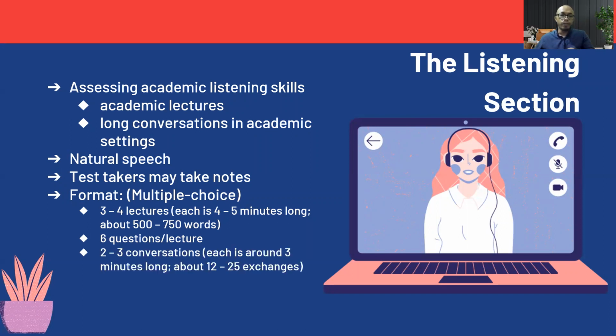And then for the conversations, for the short format, you'll get 2, lasting around 3 minutes with around 12 to 25 exchanges. Exchanges means the turns that the speakers take during the conversation. And from each, you will get 5 questions. In the longer format, you will get 3 conversations. So that's about the format of the listening section. Oh, don't forget, for the shorter format, it will take around 41 minutes, and the longer format will be around 57 minutes.